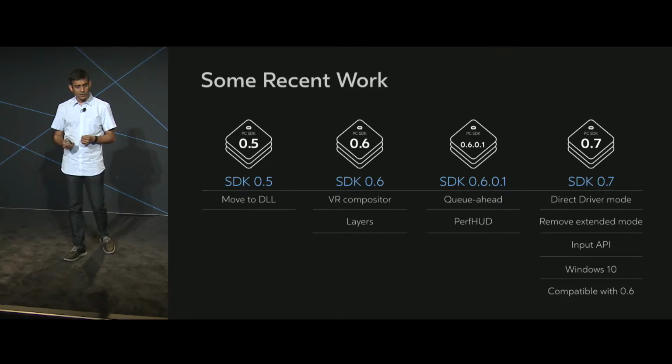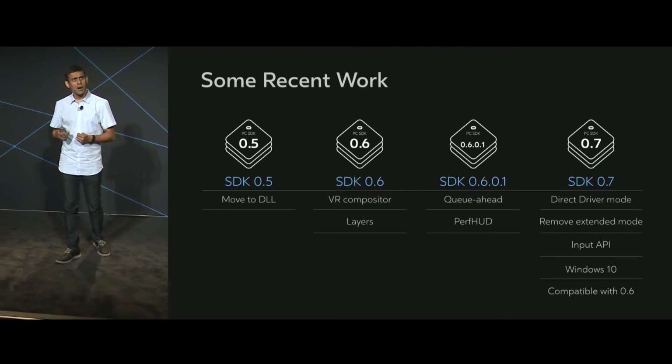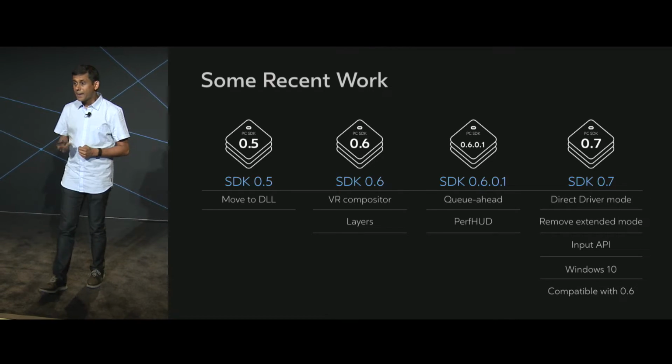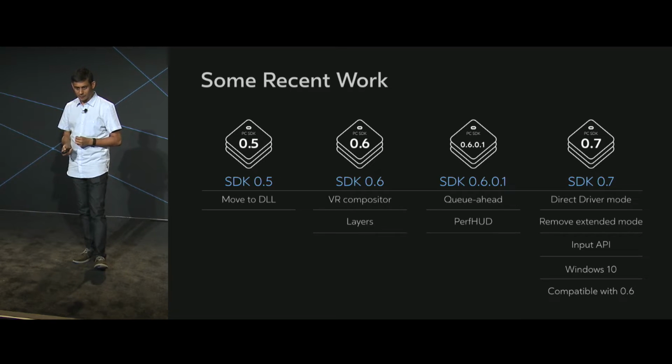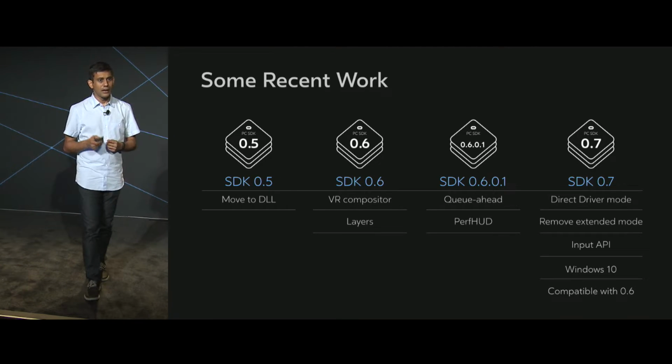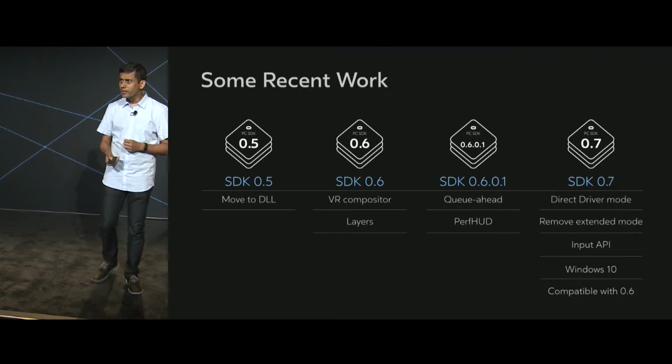In the next release, 0.6.0.1, we added some amount of Q-head to get better efficiency, and we also introduced the performance heads-up display to help developers understand and debug their performance in real time.